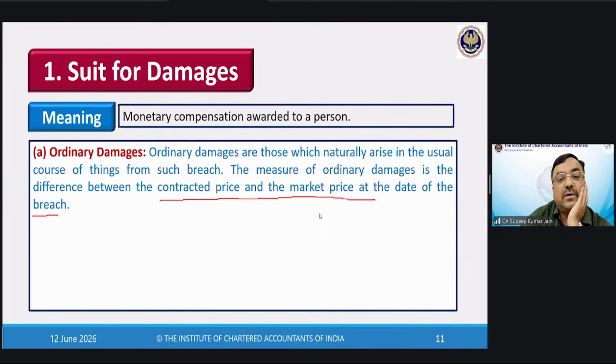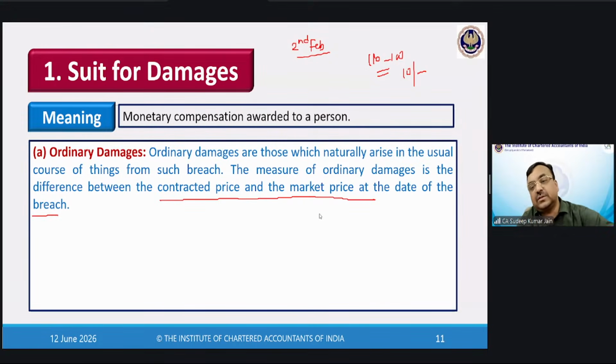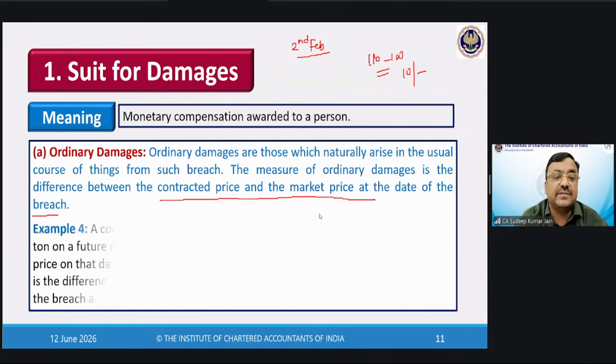So when we take the previous example, if we go for 2nd February, then the actual loss is 110 minus 100, that is 10 rupees per quintal. If we go for the 3rd March, then the actual loss is 25, because the contract price between X and Y was 100 rupees per quintal. Now Y has to purchase at rupees 110. So he has to make the additional payment because of the fault of X. So he will claim this amount from Mr. X.